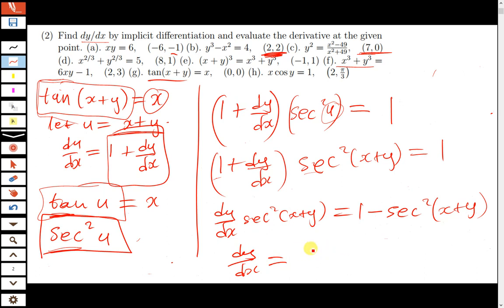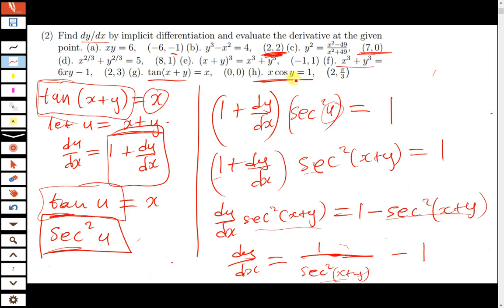1 over sec, and we know that 1 over sec is simply the same as cos. So anyway, let me just write it the way it's going to come out. So 1 over sec squared x plus y, then we say minus this over that. The answer is simply just 1. So this part can also be changed to just cos squared x plus y. So this is how you do the differentiation.